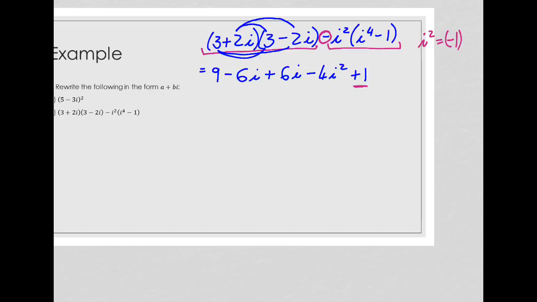Then inside the bracket, I know that i to a multiple of 4 is 1, so we have 1 minus 1. Right, so let's simplify this further. Now we have 9, minus 6i plus 6i is 0. And we have minus 4 times negative 1 for the i squared. Then in my last term, this is 1 minus 1, which is 0, times the 1 is 0. So this simplifies to 9 plus 4, which is 13.